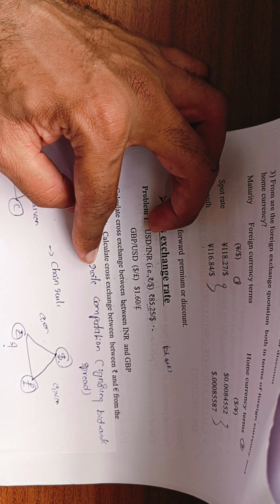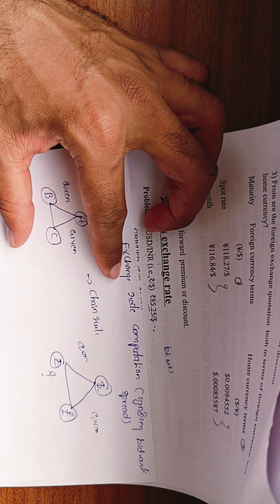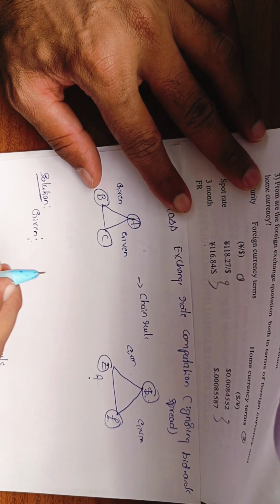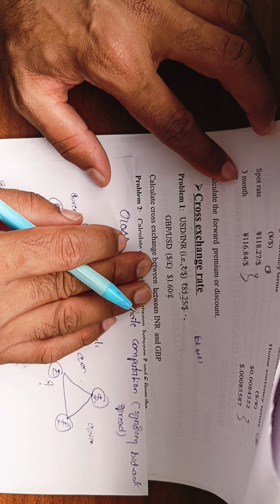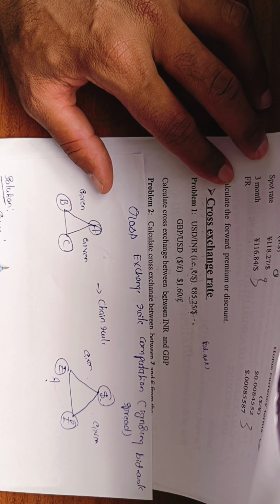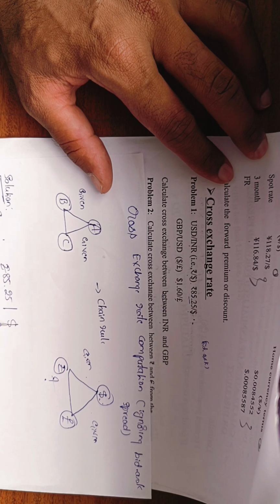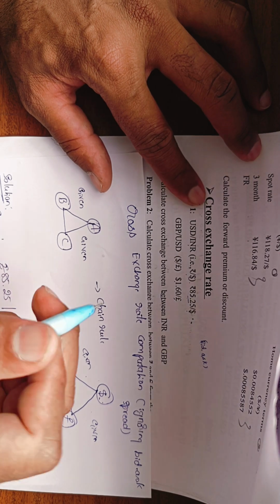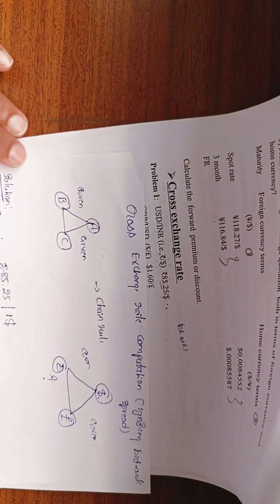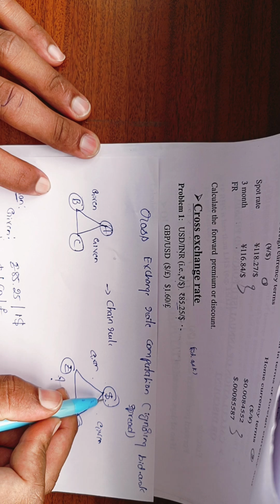Done. If this is done, we need to first write down what is given in the problem. First one, check the question. The first they have given is rupees 85.25 per dollar. If nothing is given, it is considered as $1. Then $1.60 per pound. As I told, here the dollar is common. We need to put it here.